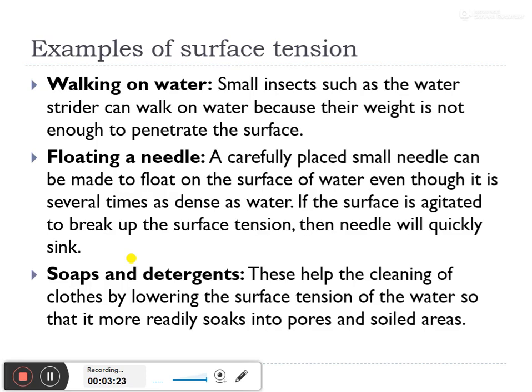And here we look at some examples of surface tension. The first one is walking on the water. We already said that some insects which are denser than water can walk on the water due to surface tension. Then the other one is floating a needle, and this is also due to surface tension. Then another one is soap and detergent, and this helps the cleaning of cloth by lowering the surface tension of water, so we can easily remove the dirt from pores and soiled areas.